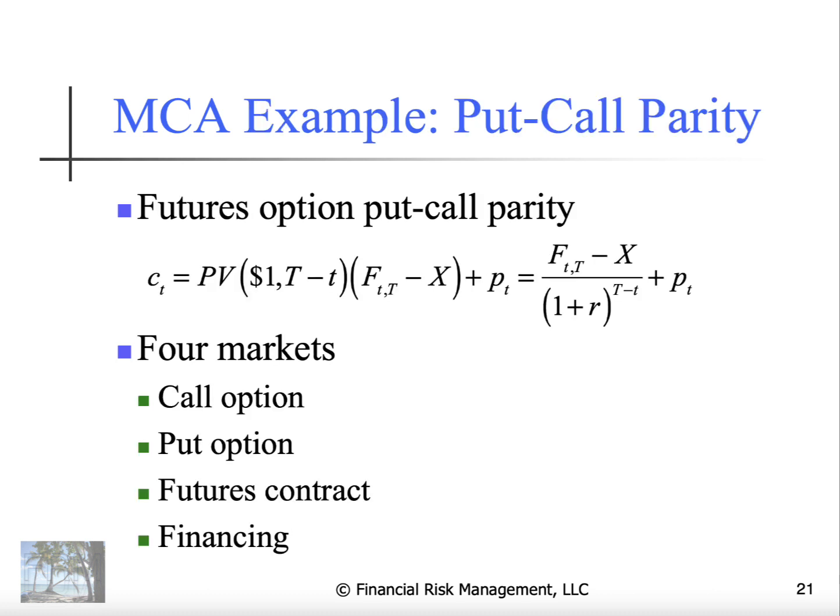To give you an example, just to make this very tangible, consider futures options put call parity. If you're new to options, this may be a little bit difficult to understand, but just bear with me. Basically, there are four markets involved here. There's the call option market, there's the put option market, there's a futures contract that's involved somehow, and then there's financing, borrowing and lending. And basically the assertion is going to be, given any three of these instruments, I can produce the fourth, based on the market comparables approach.